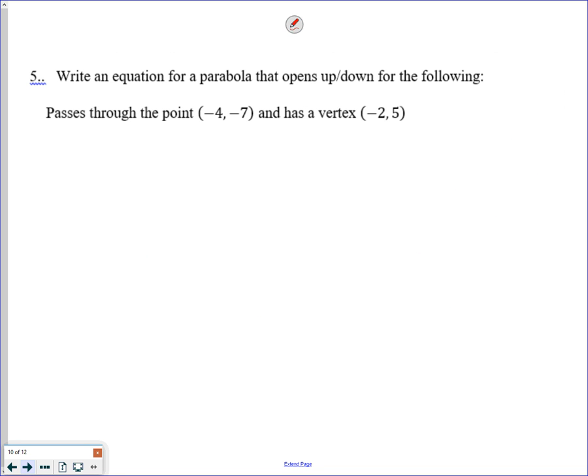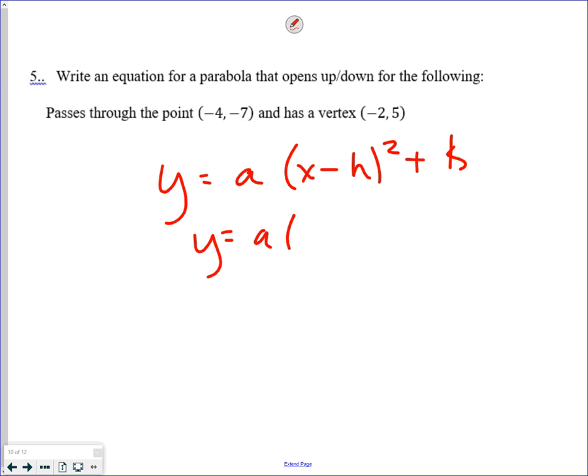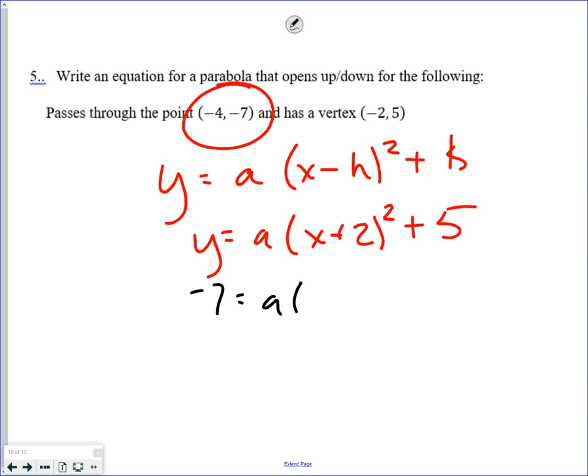Write an equation of the parabola given a vertex and a point. First, you have to understand vertex form. So this would be k. So y is equal to a(x + 2) quantity squared plus 5. Now, plug the point in. So negative 7 for y, negative 4 for x.